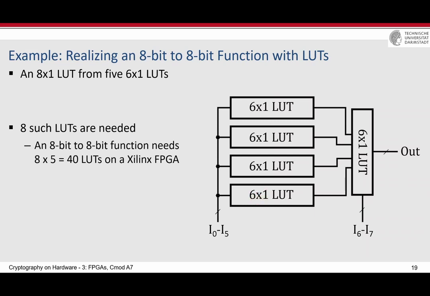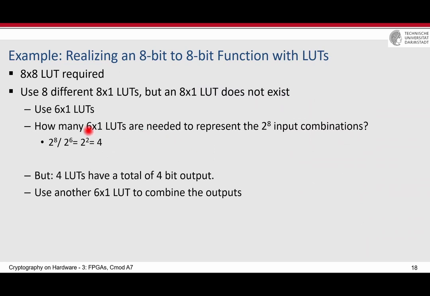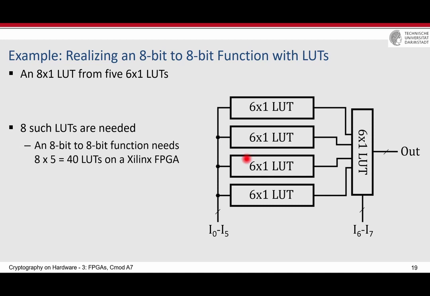How does it work? With this 6 by 1, you have 2 to the 6 possible values to store, but you need 2 to the 8. 2 to the 8 divided by 2 to the 6 is 2 to the 2. Then at least 4 LUTs are needed to store the content of an 8-bit to 1-bit lookup table, and you get 4 output bits. And again, you need to realize a multiplexer by LUT to select one of these outputs, of course with 2 input signals.